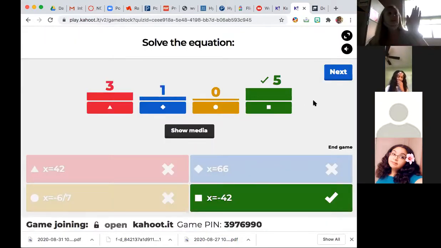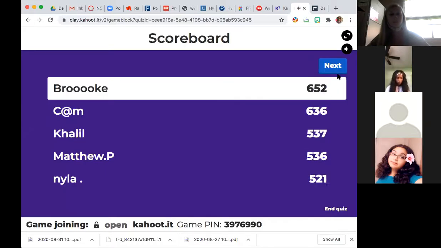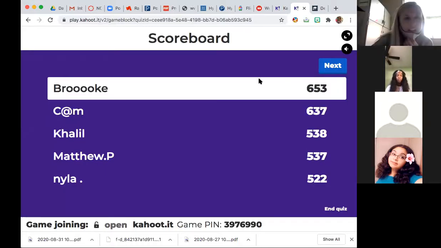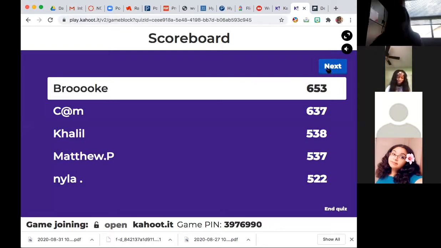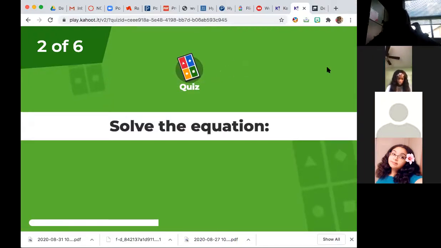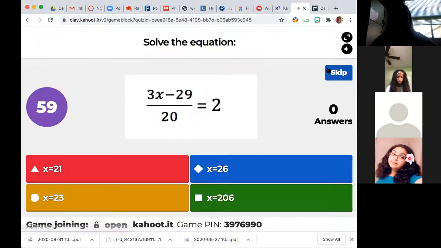All right, now listen, the next one, you have 60 seconds because it is multi-step, but make sure you write quickly and you're ready to go, okay? That's all 4 in-class people. And Khalil, look at Khalil go. You got 60 seconds on this one. 3x minus 29, over 20 equals 2.